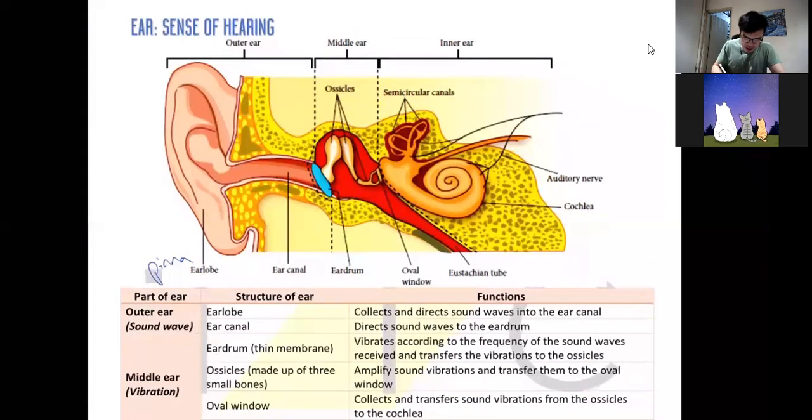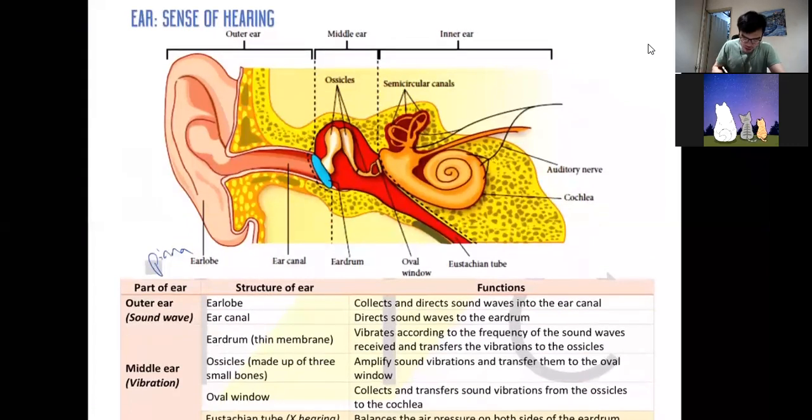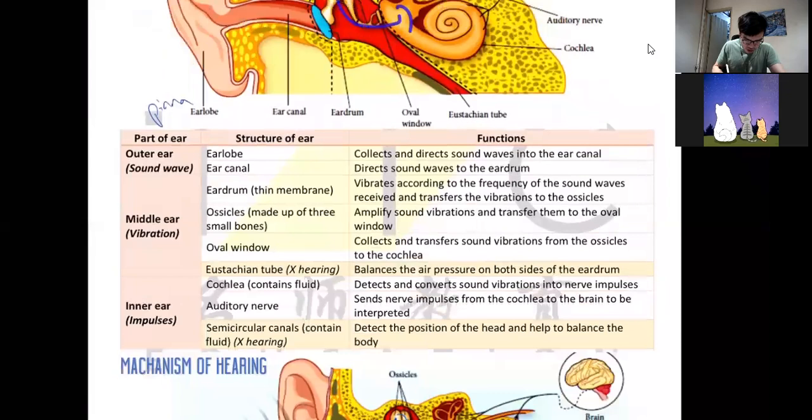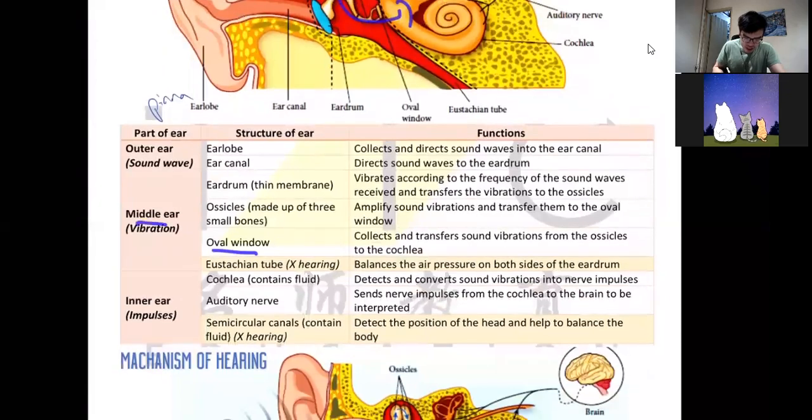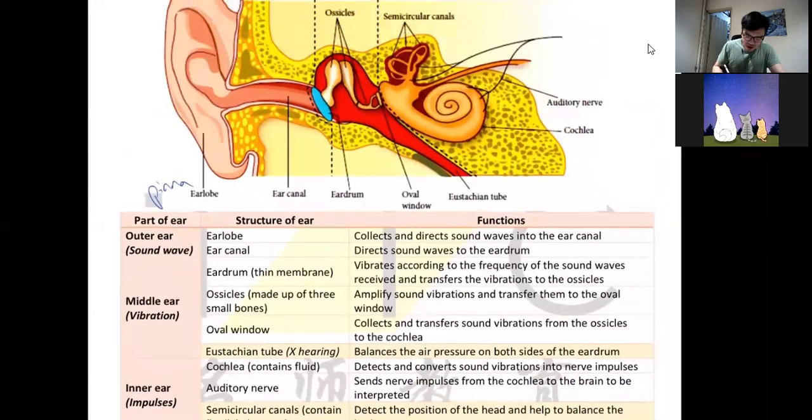After amplifying the sound, it will pass through a window called the oval window, and be passed into the inner ear. This is called jendela bujur. It is nothing but just a hole, like a window, an oval window, for the sound to go through. To go to where? To this very important part.